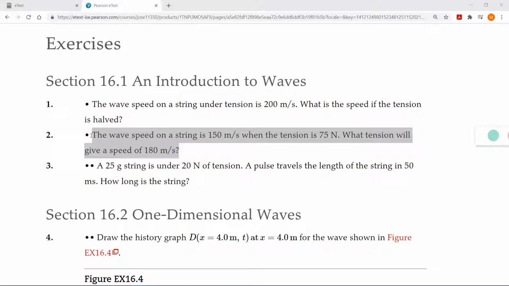Wave speed problem. Okay, so we're given the speed of the wave and the tension. And then they're telling us if we'd like the wave to travel faster at 180 meters per second rather than 150, what does the tension need to do? So you think back to the derivation of the wave equation for strings and the formula that we used. Clearly, because that tension's in the numerator, if you make the tension greater, the speed of the wave will go up. So let's look at what to do with the formula here.